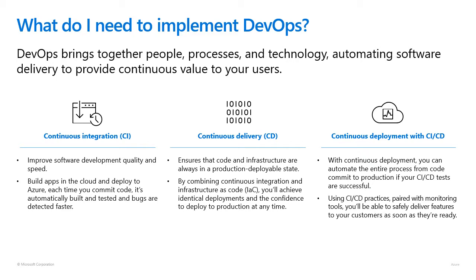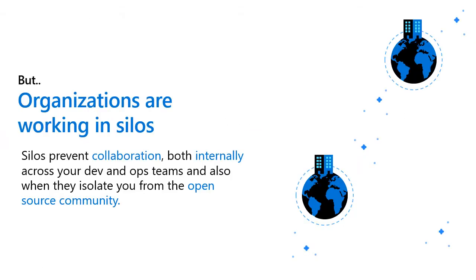And continuous deployment is another definition of what CD means. You can automate the entire process from code commit to production. So the underlying infrastructure that enables your DevOps allows you to automate everything from commitment of code all the way to production, all the way to monitoring.